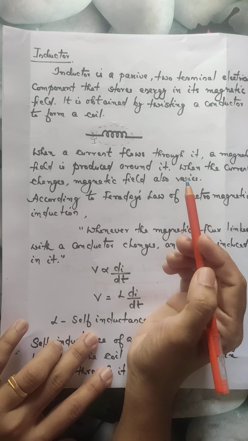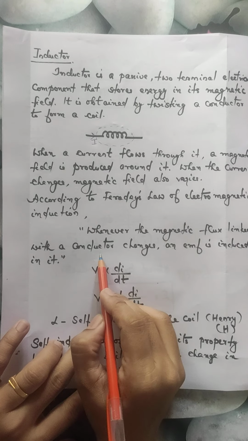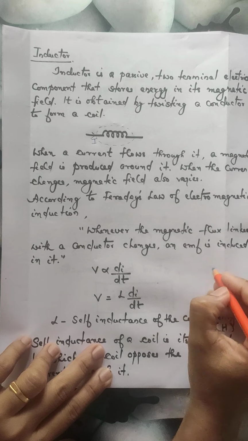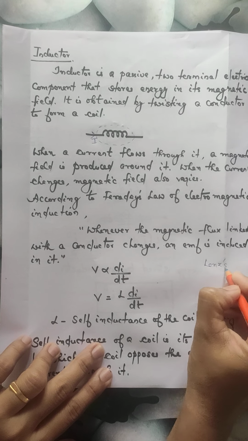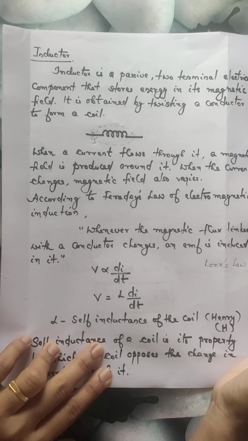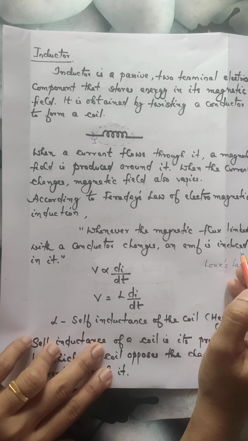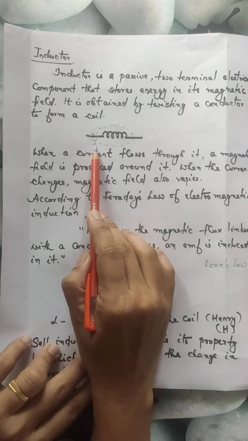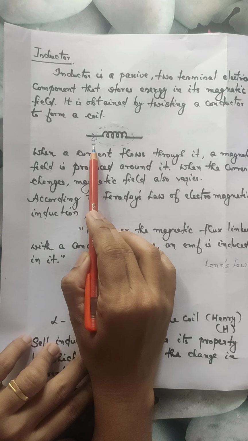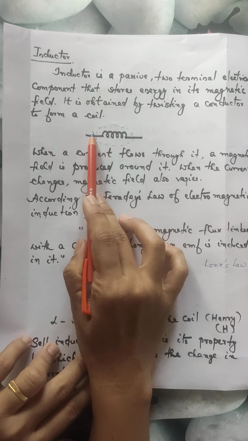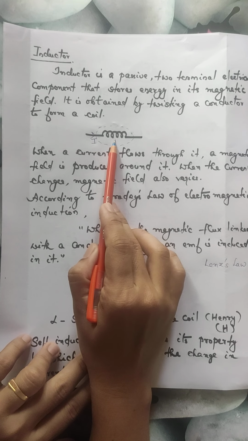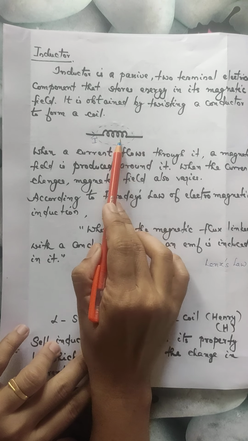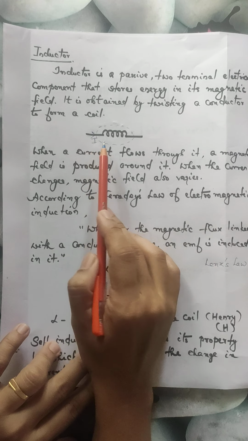According to Lenz's law, the induced EMF always opposes the cause producing it. Here, the cause of production of induced EMF is the change in current I. The induced EMF is produced due to the change in magnetic field, and the magnetic field changed due to the change in this current. So the ultimate cause of induced EMF is the change in current through the coil.